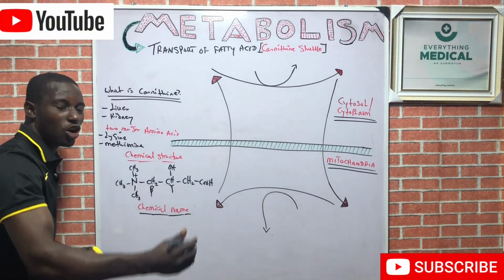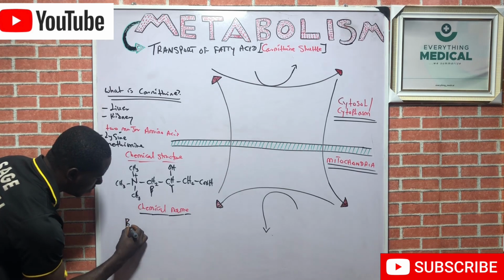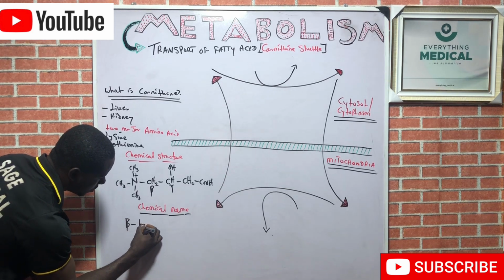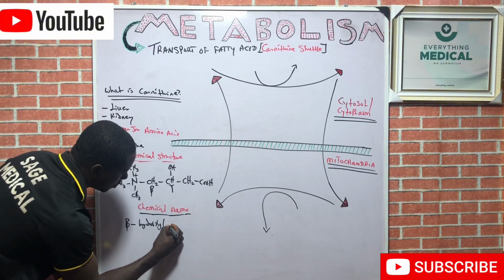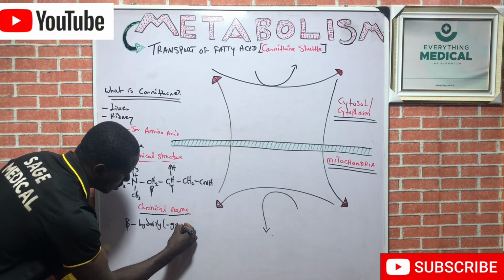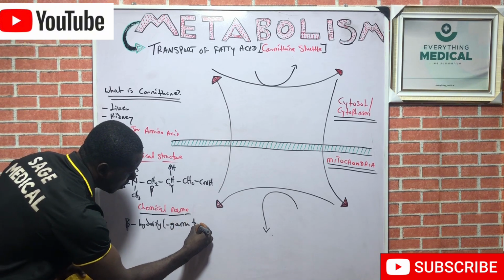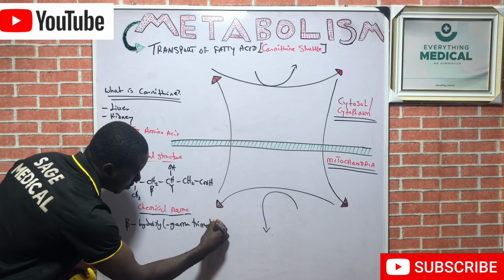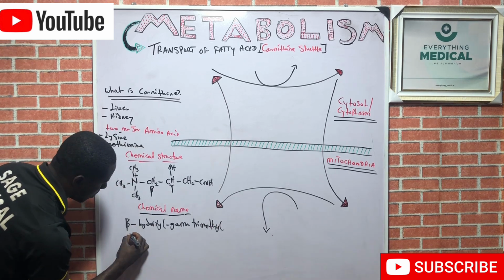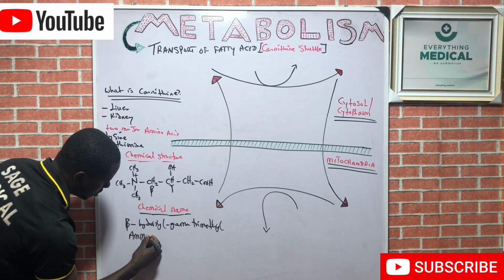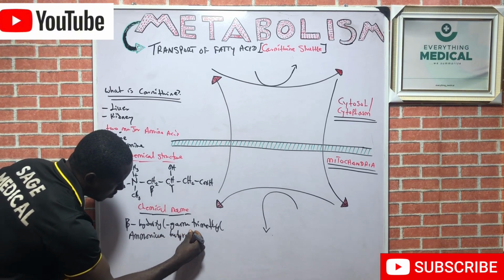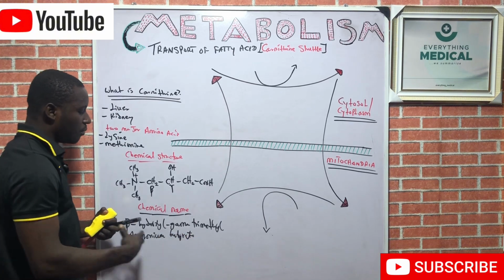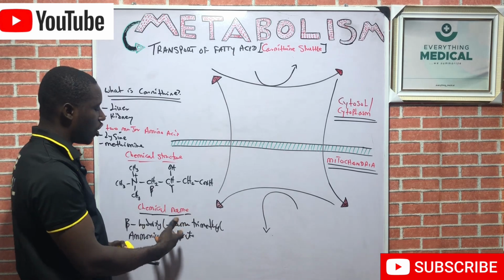It is chemically called beta-hydroxy-gamma-trimethylammonium butyrate. So this is the chemical name of carnitine.